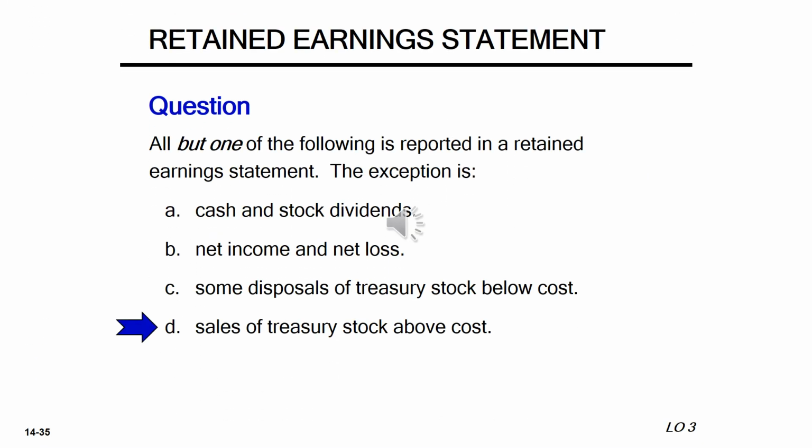Quick review question. All but one of the following is reported in a retained earnings statement. The exception is: cash and stock dividends, or net income and net loss, or disposal of treasury stock below cost, or sales of treasury stock above cost. And the answer here is D, sales of treasury stock above cost.